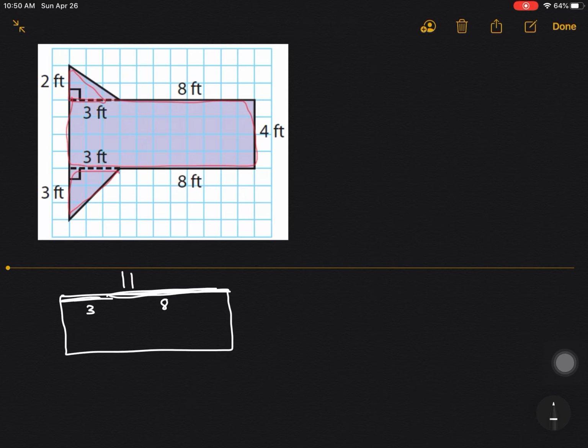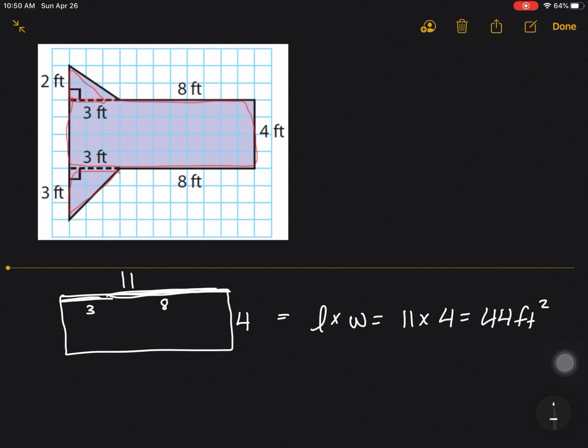And then we are told over here that it's 4 feet. So we know that the area of a rectangle is just the length times the width, or 11 times 4. So we know that the area of the rectangle is going to be 44 feet squared. Remember, our area is always squared.